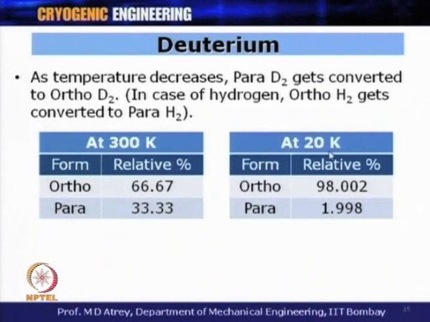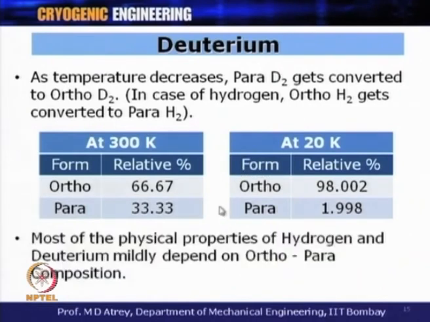At 20 Kelvin, that means when the whole thing has got converted to liquid deuterium, what you have is almost all the para has got converted to ortho. So, you got 98% ortho and 1.998% para. This is the point of difference between deuterium and hydrogen. Most of the physical properties of hydrogen and deuterium only mildly depend on ortho and para composition. So, whatever the composition, the physical properties do not depend so strongly on this ortho and para conversion.